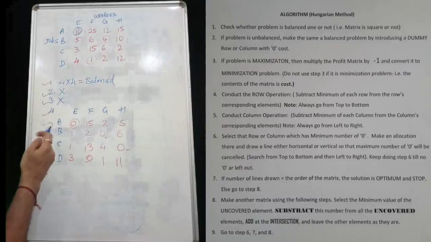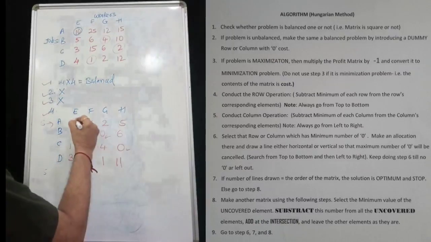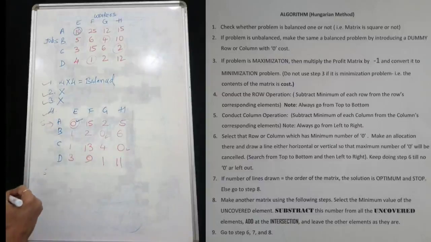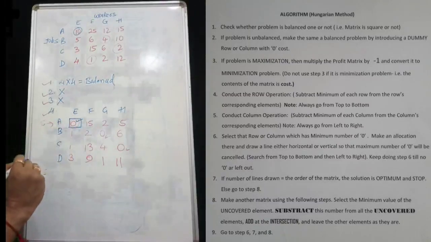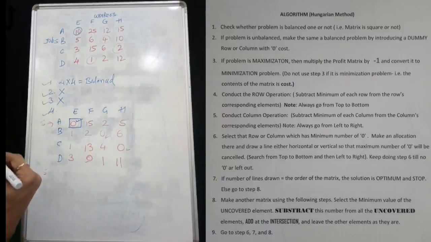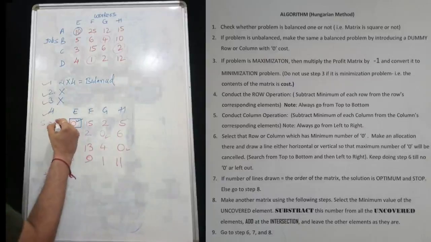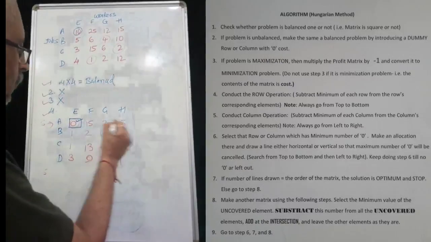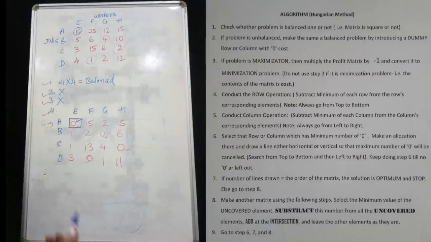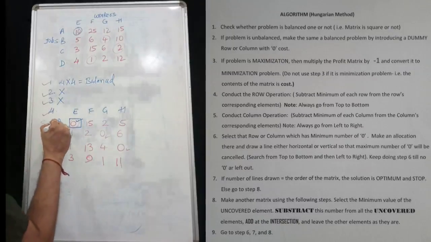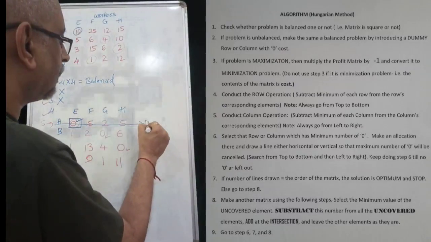So I take first row A. Now how many zeros are here? I got one 0, so I will allocate here. Draw a line to cancel the maximum number of zeros, either horizontally or vertically. If I cancel like this, there are no zeros. If I cancel like this also, I do not cancel any zero. So it does not matter how you cancel. You can just draw a line as you want and call it allocation number 1.